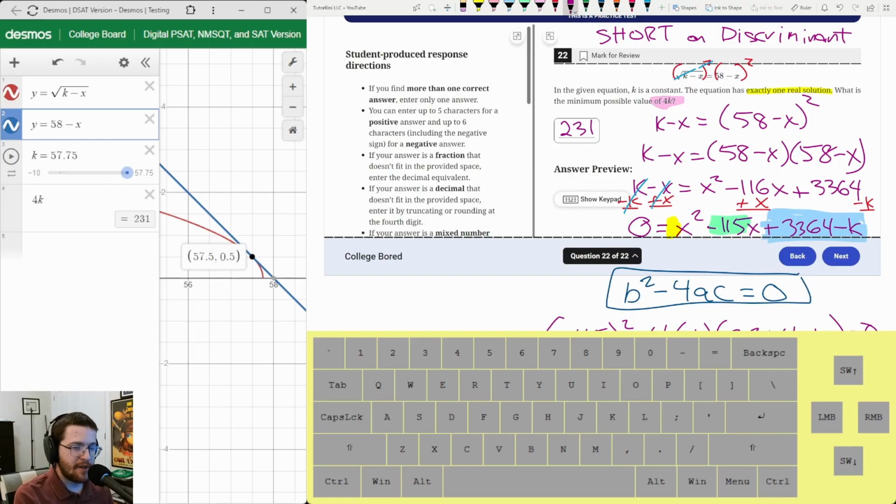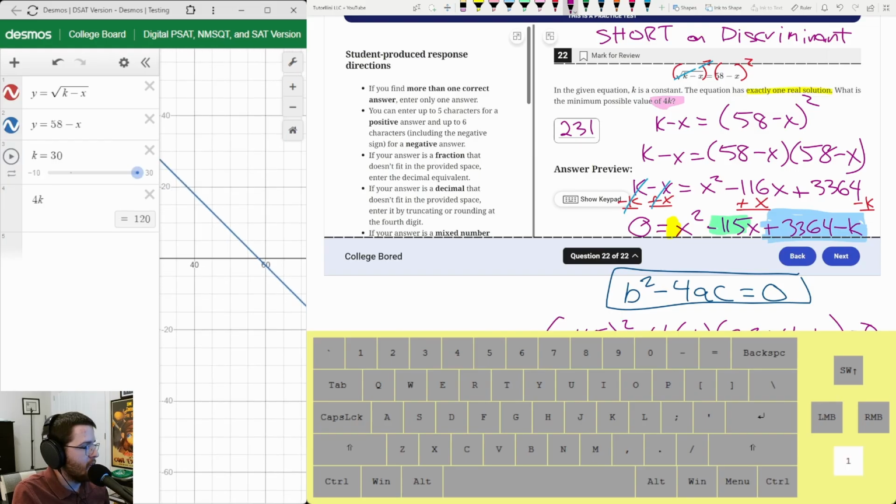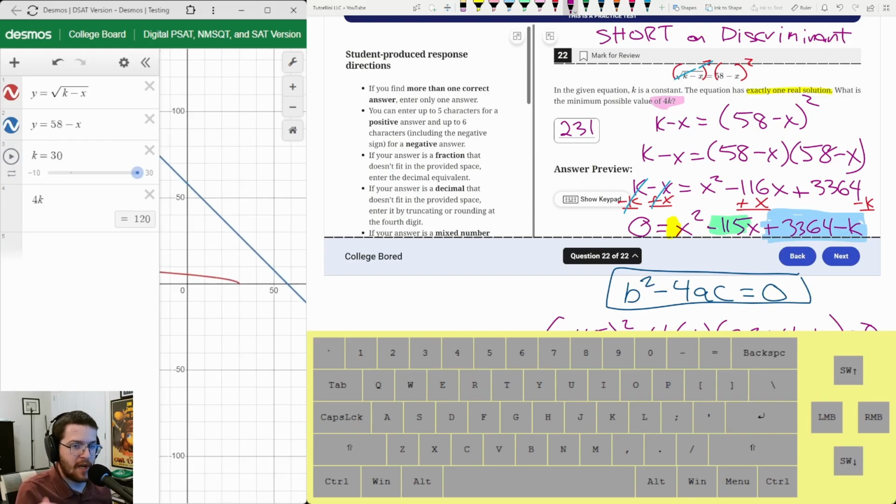Could you have used the slider to figure this out? Maybe. But what if the answer wasn't 57.75? What if it was like 123 over 7? That would be a lot harder to get the exact answer. So what I suggest you do is use this to check your answer. If you're moving faster on the earlier questions, you can spend extra time on these ones towards the end. Let's say I thought it was k equals 30 or something. I could see that that has no solution, and then if I have time still, I could try again and see if I can get the right answer.